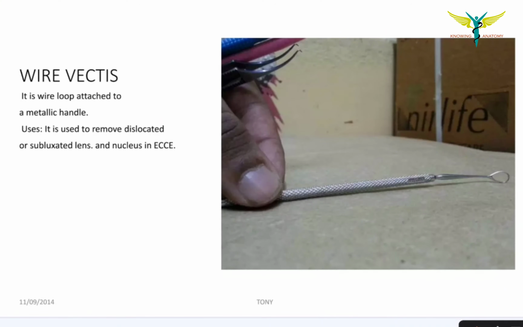The wire vectis. It is very easy to remember. So this is the wire vectis. It is a wire loop which is attached to a metallic handle. It is used to remove dislocated or subluxated lens and nucleus in extracapsular cataract extraction.